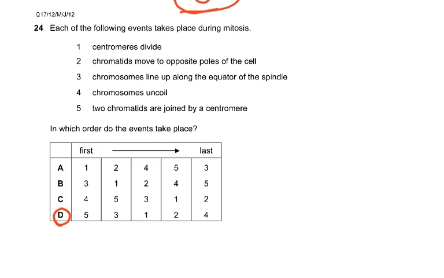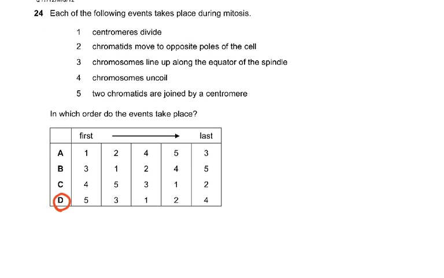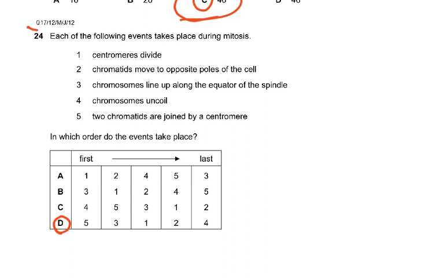Please see that if you feel the mark scheme is wrong at times, there's one video in which I made one mark scheme wrong, so just check it with the year and the number of the question. Each of the following events takes place during mitosis: centromeres divide, chromatids move to opposite poles, chromosomes line up along the equator at metaphase, chromosomes uncoil, two chromatids are joined by a centromere. So in which order do the events take place?